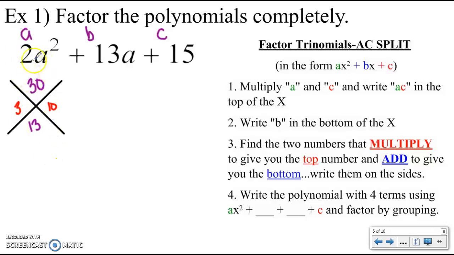Okay, so the only thing that's changed there is that for the top number, I had to multiply the first and last numbers to get that 30. Okay, so that takes us through steps 1, 2, and 3. Now, AC split. A and C will stay the same. So I'm still going to have 2a squared there. And I'm still going to have a plus 15. But in the middle, I'm going to take that 13 and split it up into 2 terms. So 13a gets split up into 3a and 10a.